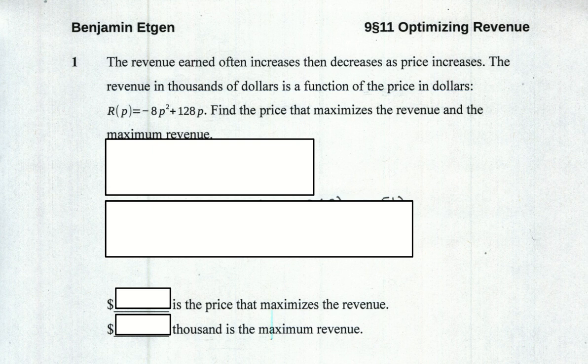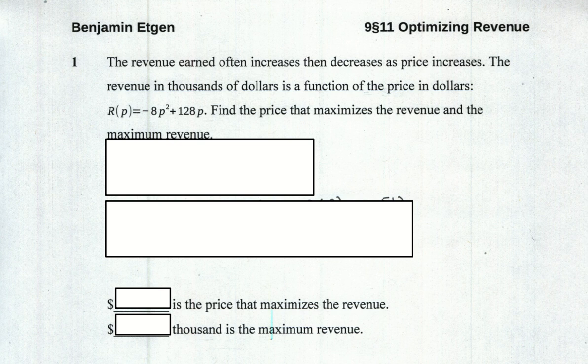Now before we get too far into this problem, this is an interesting problem in that it really does a good job of modeling real life. So I'm going to read it to you. It says, the revenue earned often increases, then decreases as the price increases. So let's just look at that first sentence. The revenue earned often increases, then decreases as the price increases. Now, we're comparing two things, revenue and price.